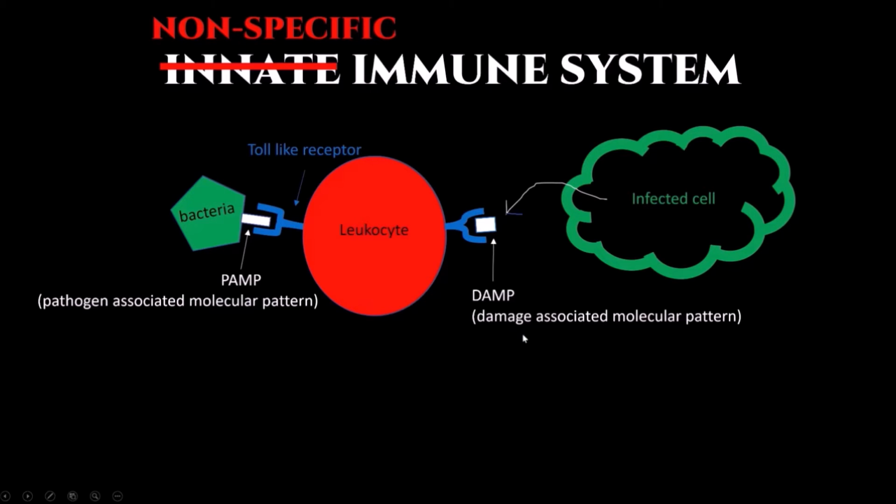Similarly, there are damage-associated molecular patterns that occur when a cell is either infected by a pathogen or it's damaged from working out, or it's damaged from a crush injury or something like that, and that will also bind to this receptor and cause the immune system to become involved to help remedy the problem.